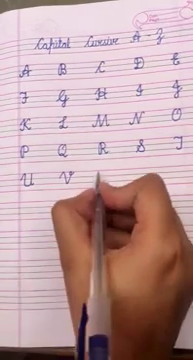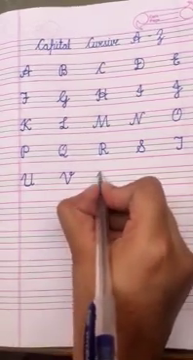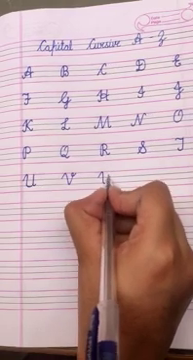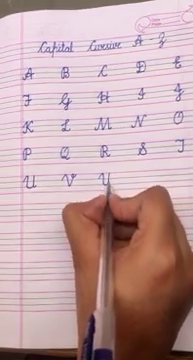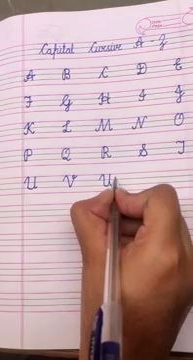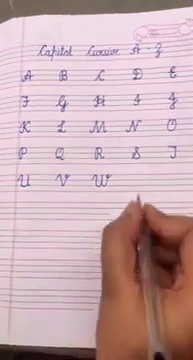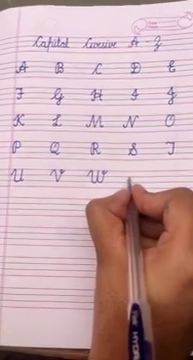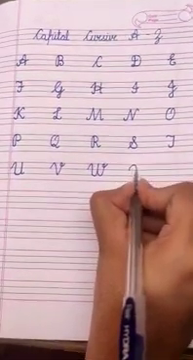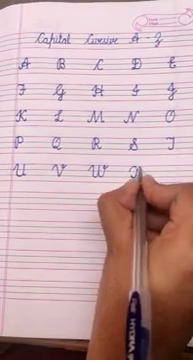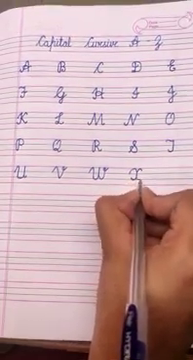Cursive V. Cursive W. Go slant, take a turn, make a standing line, make a curve, go back, come down, again make a curve, make a standing line and then take a turn. Cursive W. Cursive X. From the second line, make a half curve like this, again go back, and on the opposite side again make a half curve.